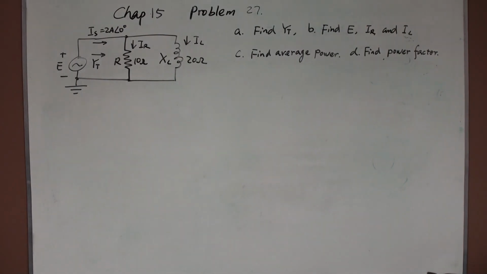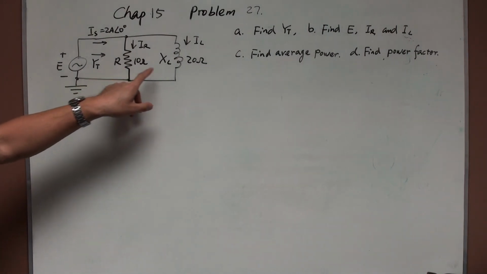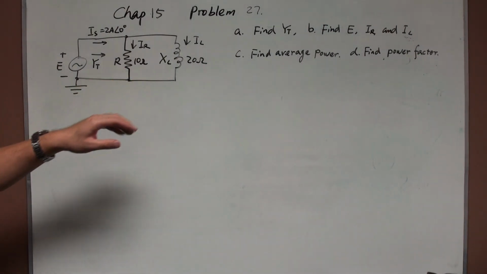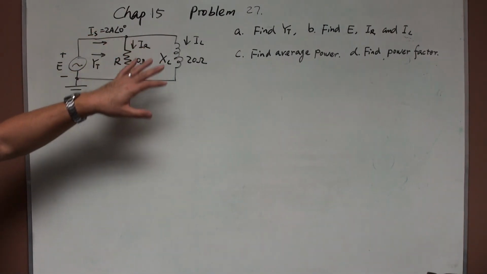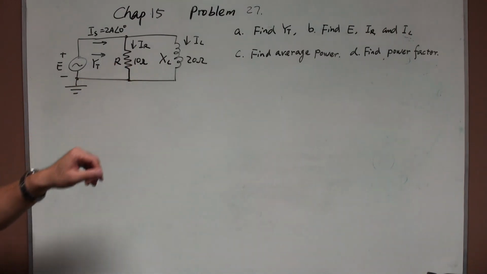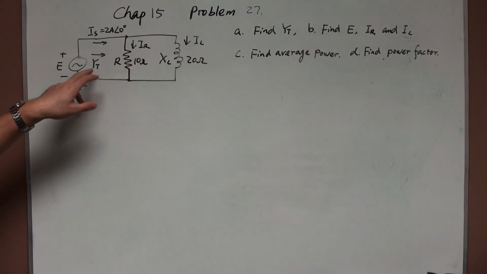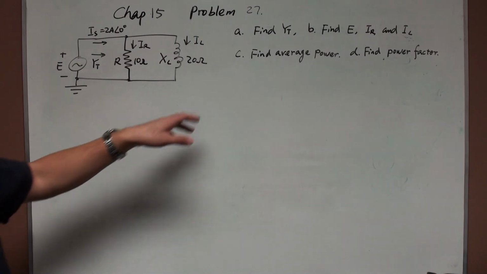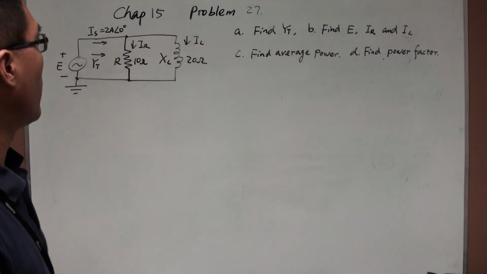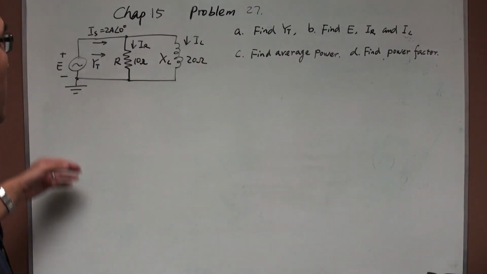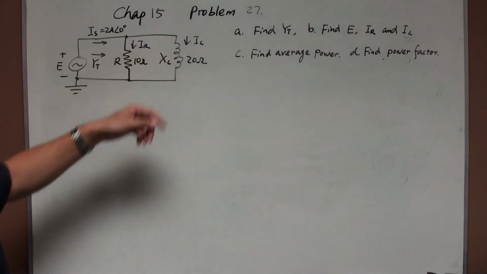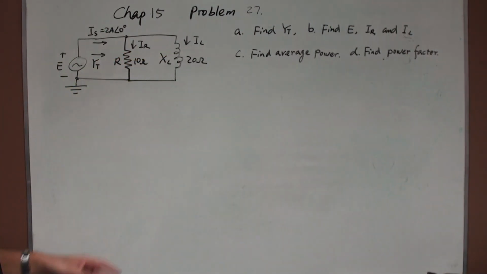Alright, so for this problem, we have a circuit like this, and we have the resistance and the reactance of this inductor and the total current for the circuit. And these two components are connected in parallel. First we want to find YT, and then we want to find E, IR, and IL. Then we want to find the average power, and finally, the power factor.